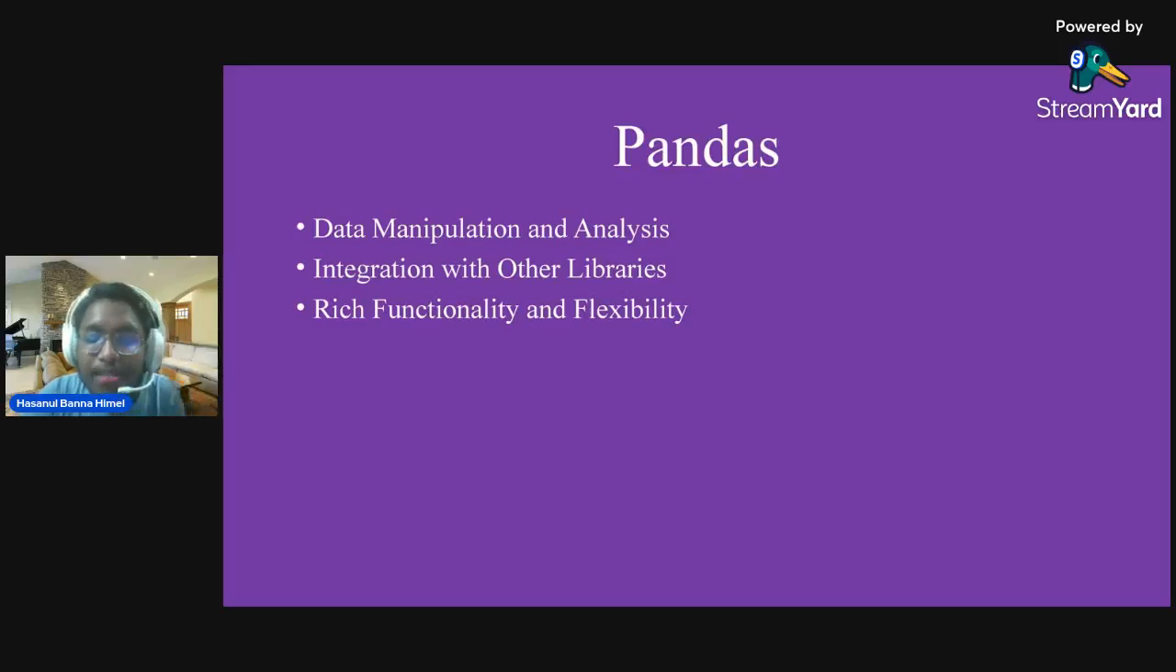Pandas helps in handling missing data, merging and joining data sets. As I said earlier, it helps us in machine learning models to handle data in our ML models, and it also helps in reshaping data and time series analysis.